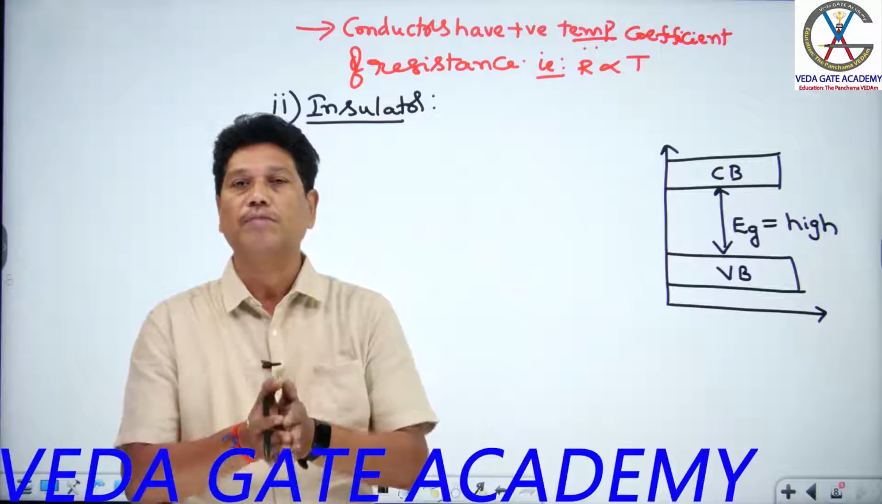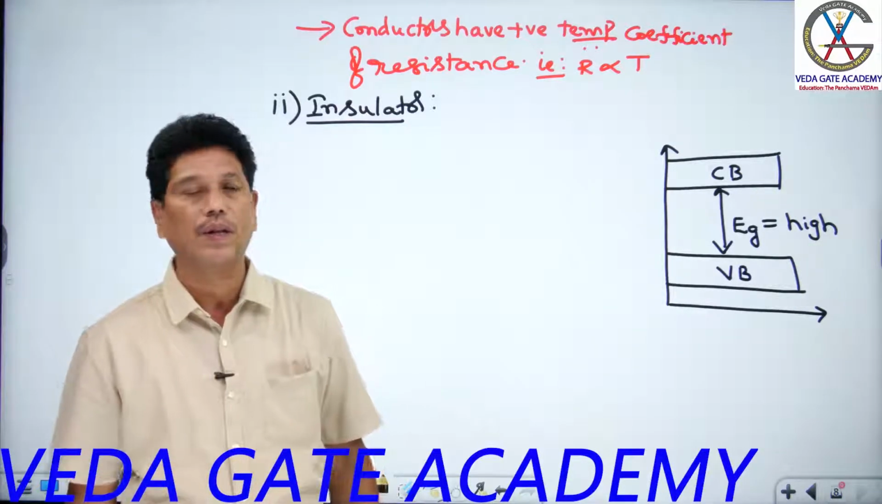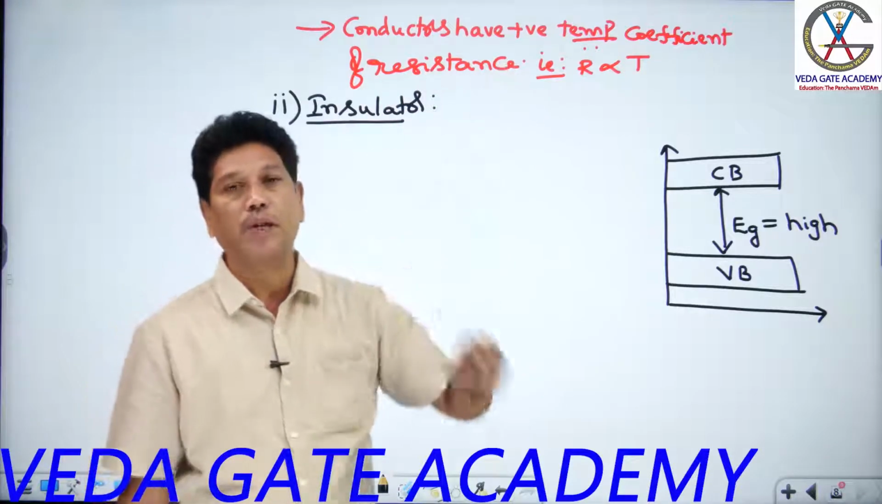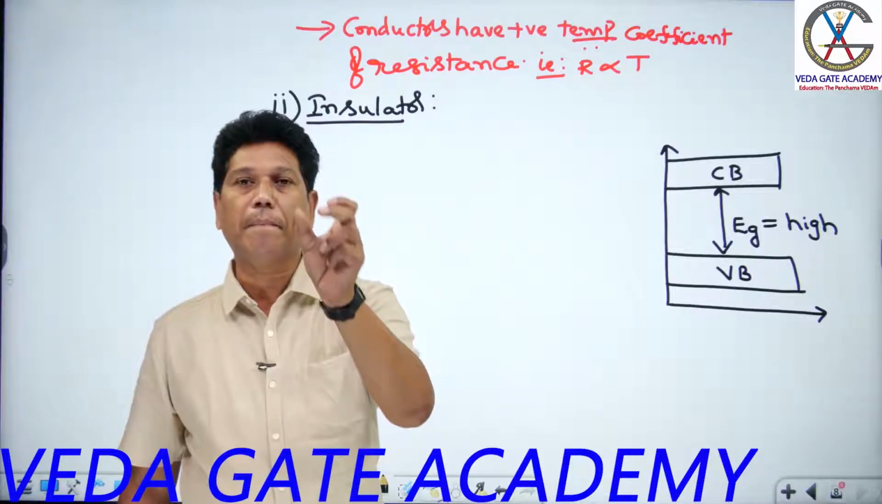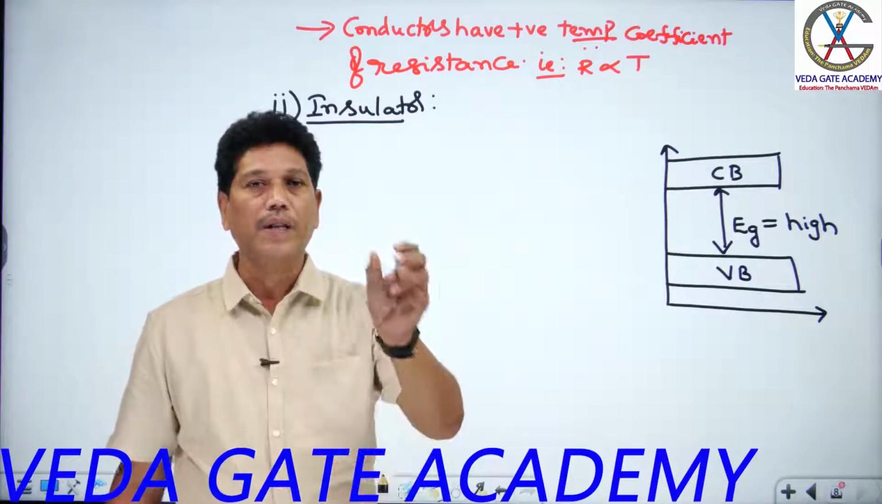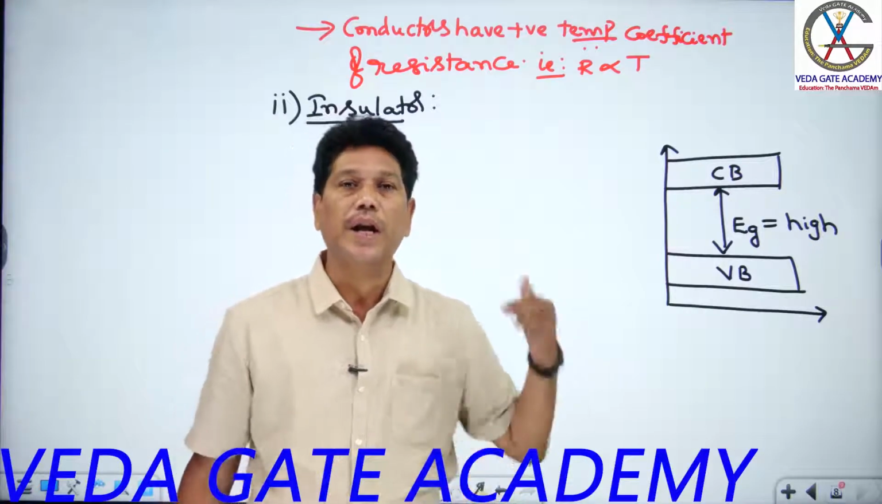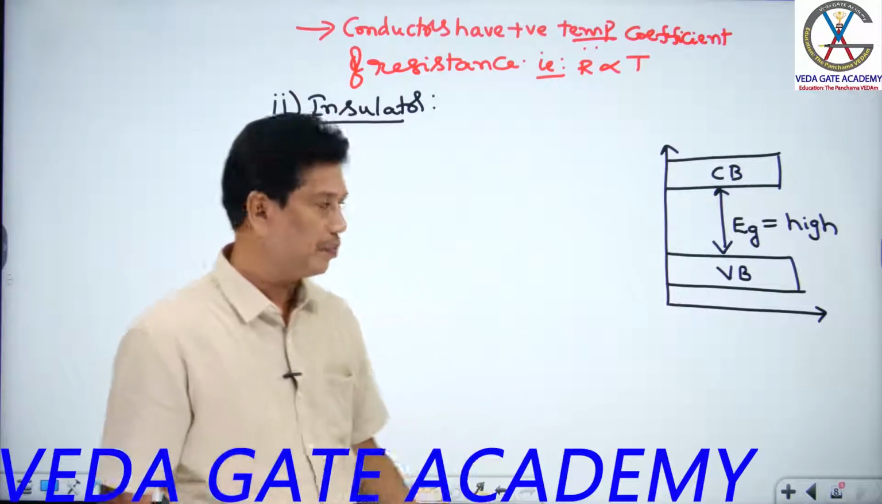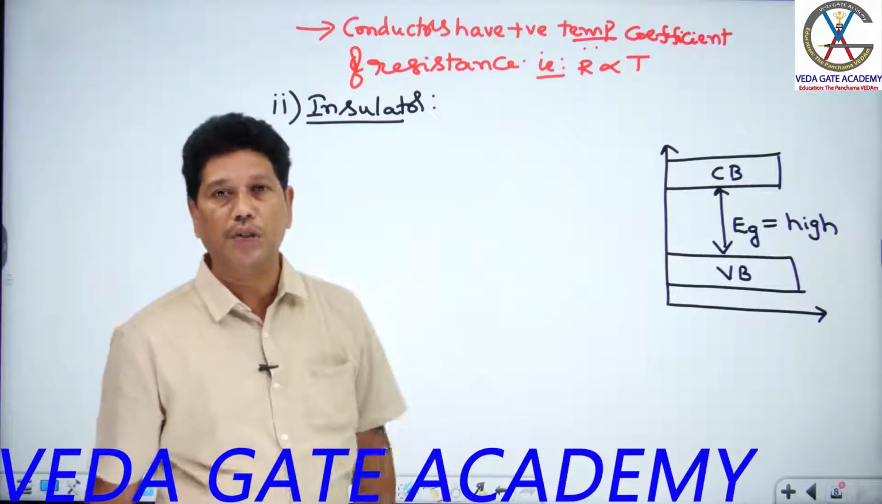And one more thing, sir, the insulator has negative temperature coefficient of resistance. I told you conductors have positive temperature coefficient of resistance, but insulators have negative temperature coefficient of resistance, students. It means as the temperature increases, the resistance decreases. That's the case. Okay. So for insulators, you don't apply Ohm's law of J equal to sigma E.